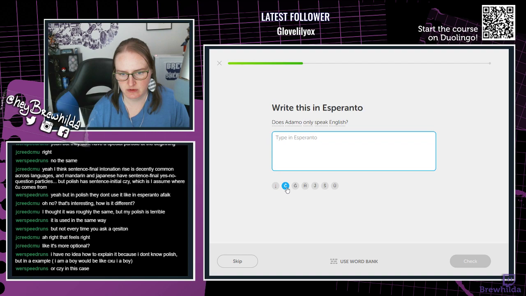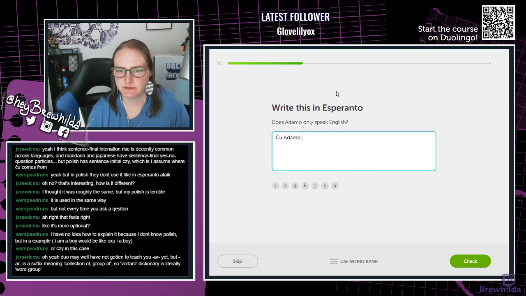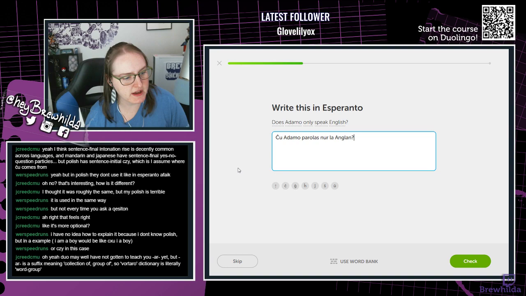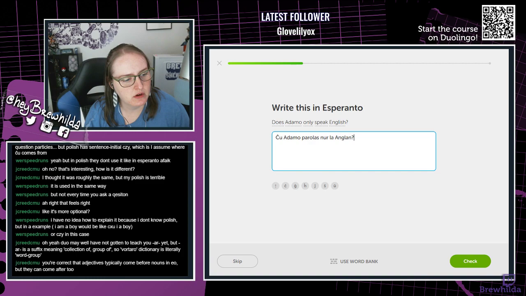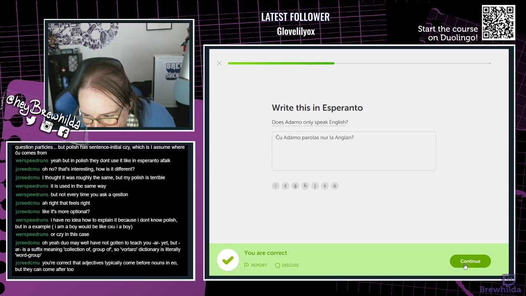Can't remember the keyboard shortcut to make this little thing. Only. Have we learned only? Oh yeah. That was ner. Oh, okay. A dictionary is a word group. That makes sense. The AR suffix. So, could you? Okay, so they can come before or after. Okay, well, we'll see then. At least I got this one right.